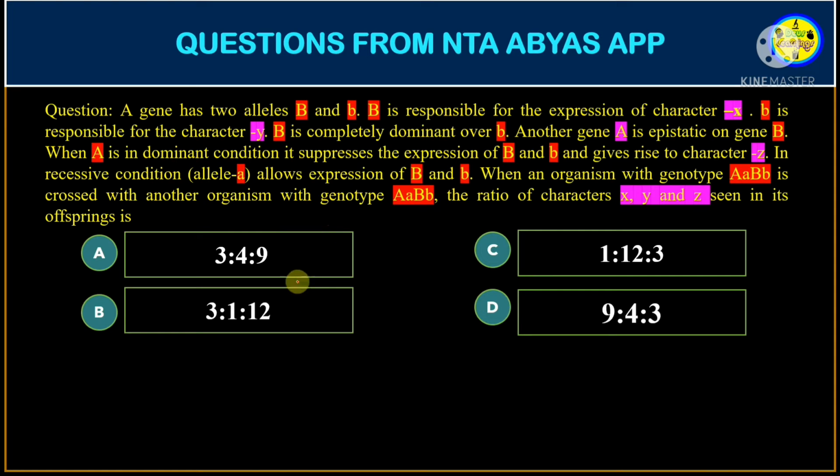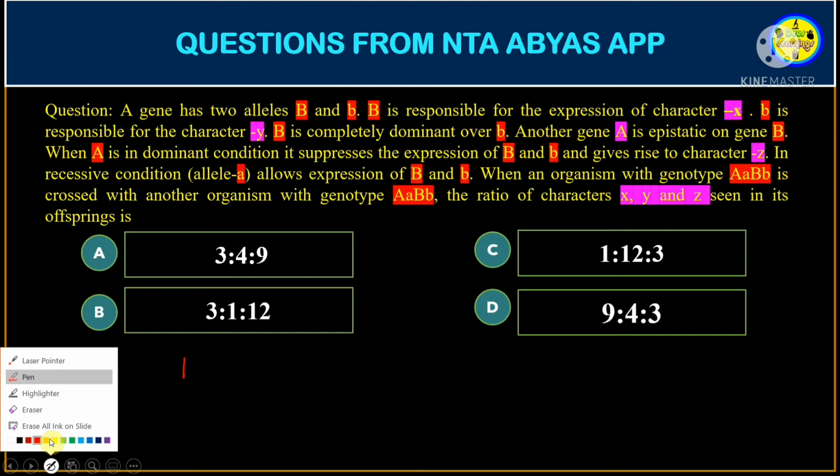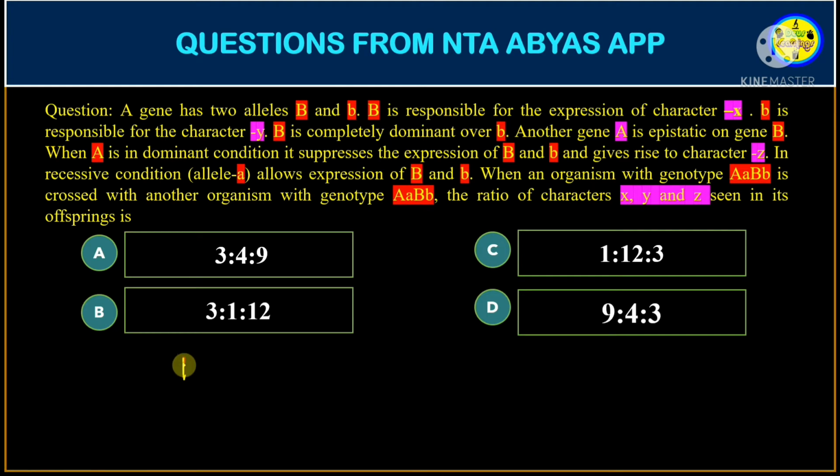Before solving this question, first let's try to understand what the question says. There is a gene B, which comes in both dominant and recessive form. When it is in dominant form, the character X comes. When it is in recessive form, the character Y comes.